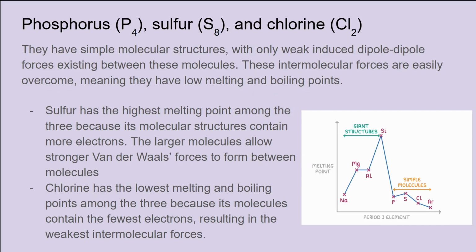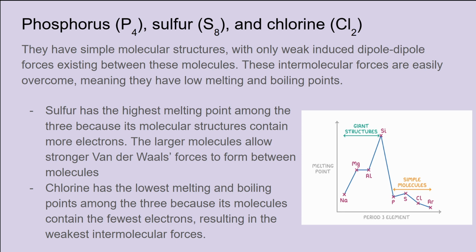And now we move on to phosphorus, sulfur and chlorine. And they have simple molecular structures with only weak induced dipole-dipole forces, or Van der Waals forces, or London dispersion forces, depends what you call them, existing between these molecules. And these intermolecular forces are really easy to overcome, which means they have a low melting and boiling point.